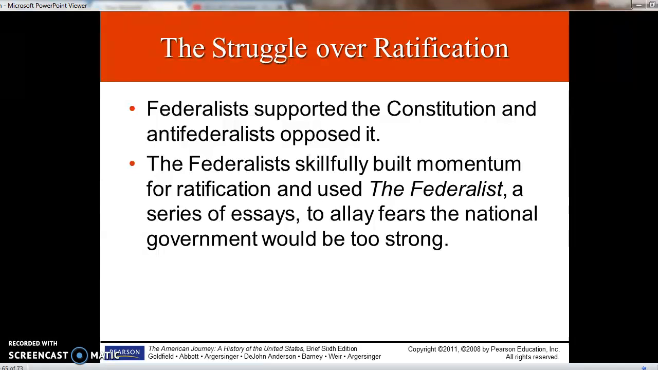All right, so we have two groups that come out of the Constitutional Convention: the Federalists, who support the Constitution, and the Anti-Federalists, who support the Constitution, but they're opposed to ratifying it until there's a Bill of Rights. Okay, the Federalists were skillful. They built momentum for ratification, and they wrote a whole bunch of papers, essays, that allayed the fears that the national government would be too strong.